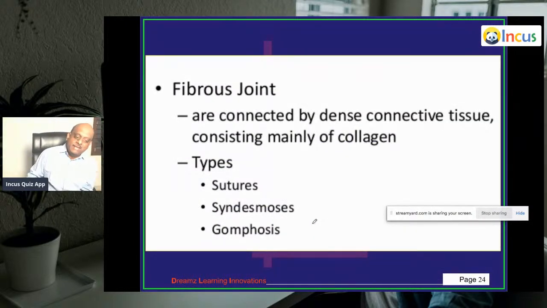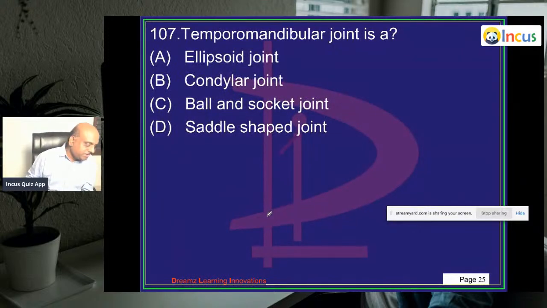Finally, you have fibrous joints where the bones are connected by a dense connective tissue, which is generally collagen. So sutures, syndesmosis, gomphosis, they're all the fibrous joints. So that is what you need to remember.